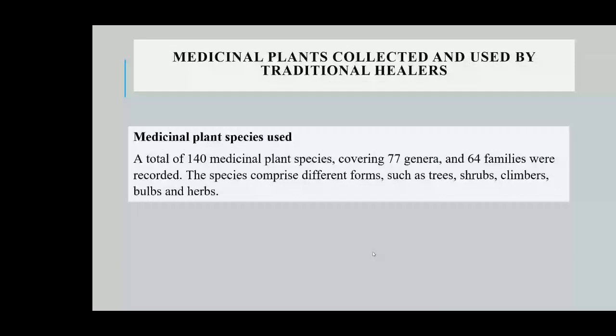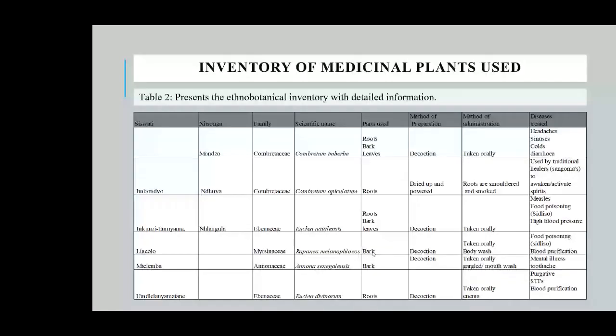Table 2 represents the ethnobotanical inventory with detailed information such as the local name, family names, parts used, preparation method, and medicinal plant uses. Out of the 140 species recorded, only 6 were used for this presentation. For instance, you can see that roots, bark, and leaves are used to make a decoction that is taken orally to treat headaches, sinuses, colds, and diarrhea.